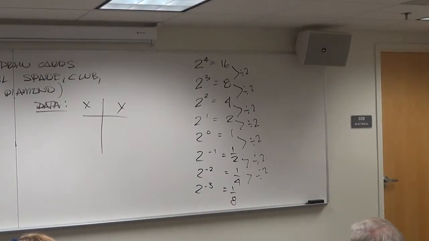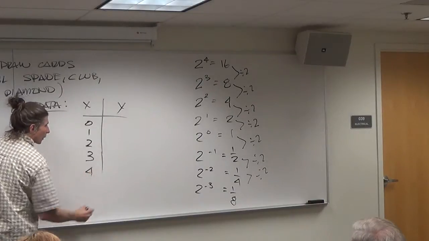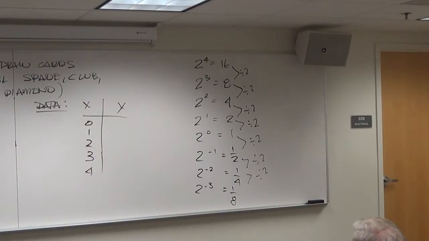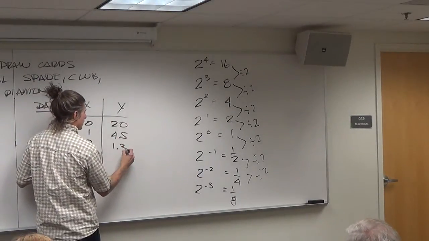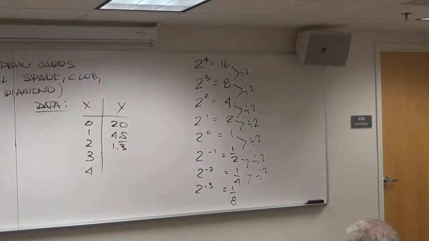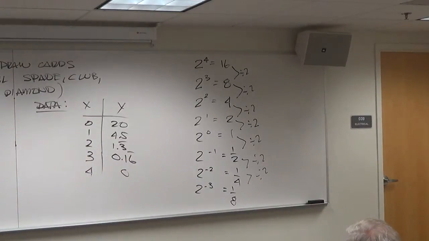So we only got as far as 4 trials, 0 to 3. By 4, we were all done. The numbers were 20, 4.5, 1.3 repeating, a sixth, so 0.16 repeating, and then 0. We zeroed out. We never had anybody go more than 3 cards before getting a non-heart.